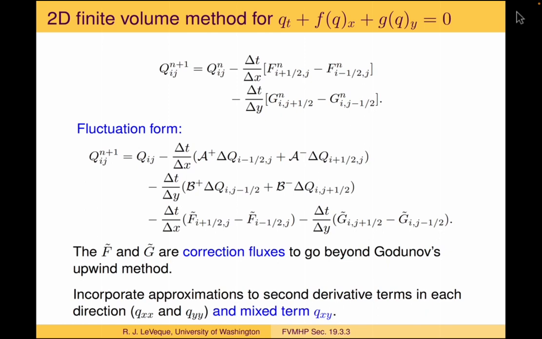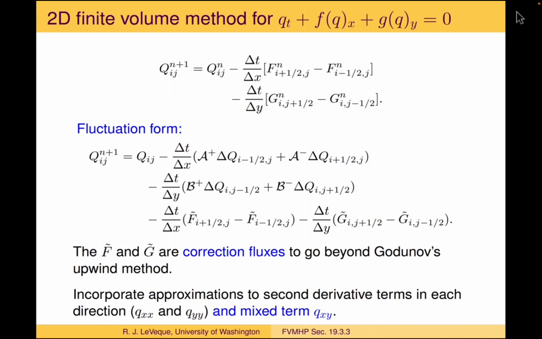And we saw in the dimensional split case that by doing this splitting, we were also bringing in some cross-derivative information. In the case of the unsplit method, we'll have to bring that in more explicitly. So the sort of method I will be talking about is this fluctuation form together with high resolution correction terms.